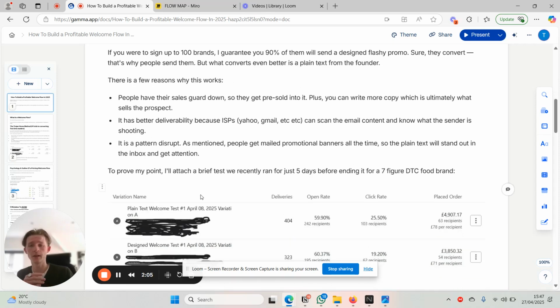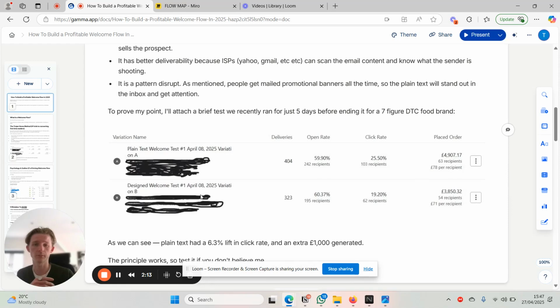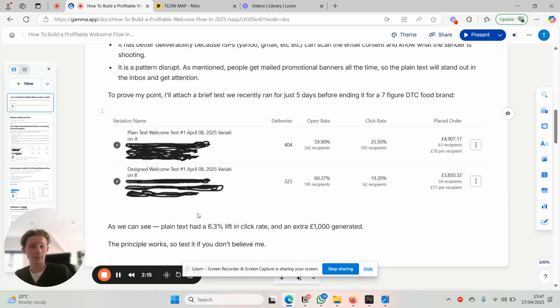And to prove my point, here's a brief A/B test, a screenshot of one we ran for a big 7-figure D2C food brand, and this is just 5 days from launching it. As you can see, the plain text had a 6.3% lift in click rate and generated an extra £1,000. So the principle works, and feel free to go and test it if you don't believe me.